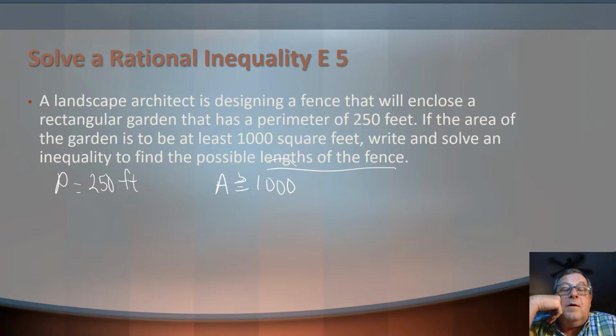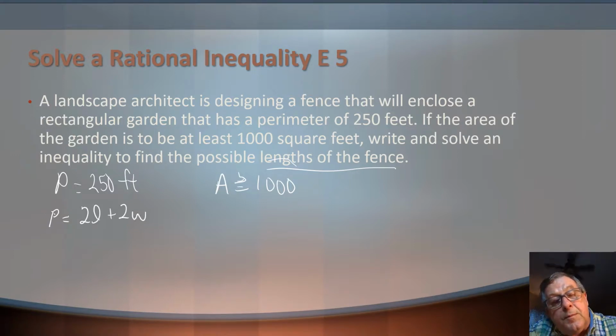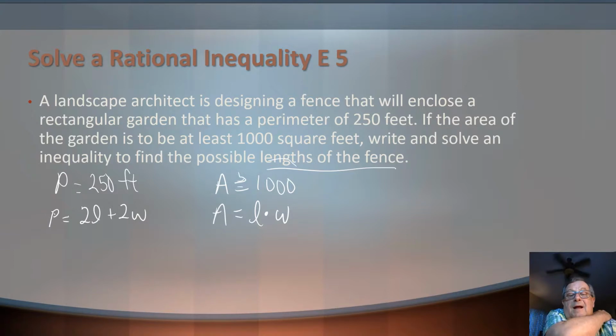All right, well, I want to do some things to make this work. Let's see, what is the perimeter other than 250 feet? So the perimeter is the length plus the width, and the length plus the width, or 2L plus 2W, right? Now what is the area? Well, the area is the length times the width. And I've got to end up trying to find possible lengths.